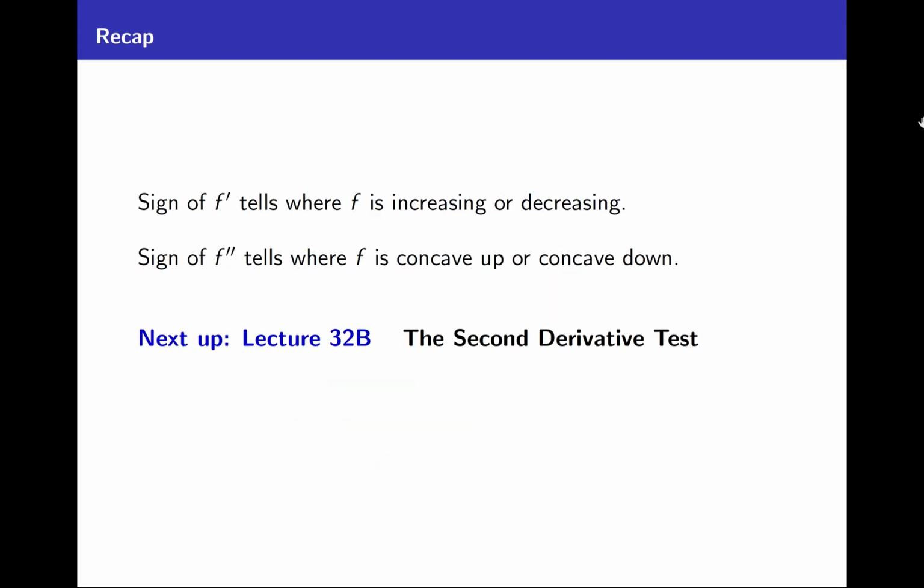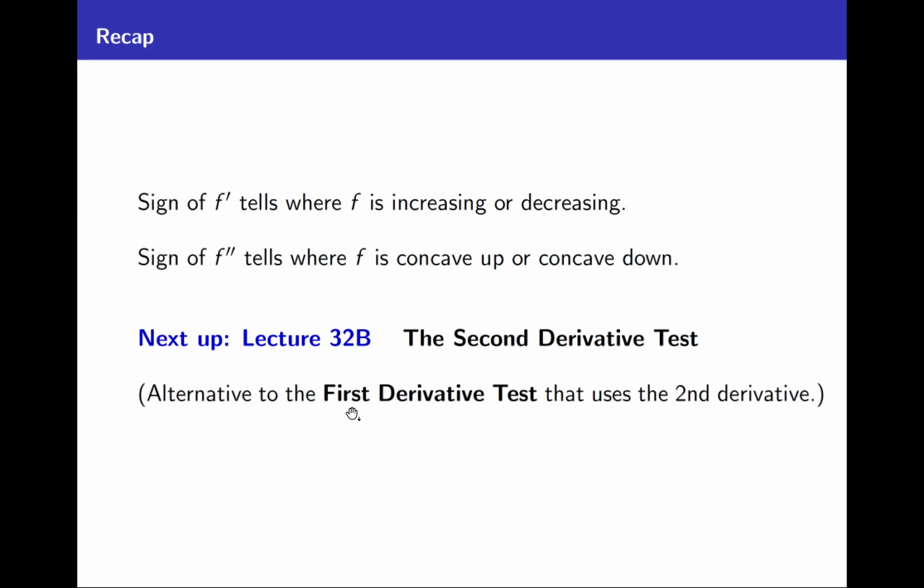That's it for today. We've learned that the sign of f prime tells where f is increasing or decreasing, and the sign of f double prime tells where f is concave up or concave down. And we've used that information to draw very credible sketches of graphs of functions. Next up, in lecture 32b, we'll talk about what's called the second derivative test. And this is an alternative to the first derivative test, but it uses the second derivative instead of the first derivative. And it follows from the topics that we've discussed today.